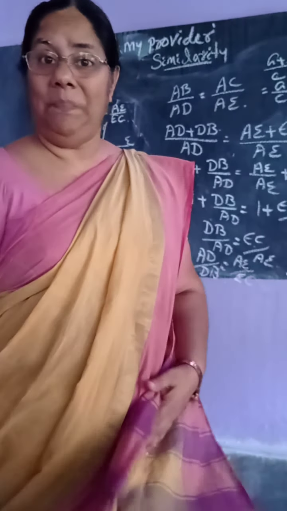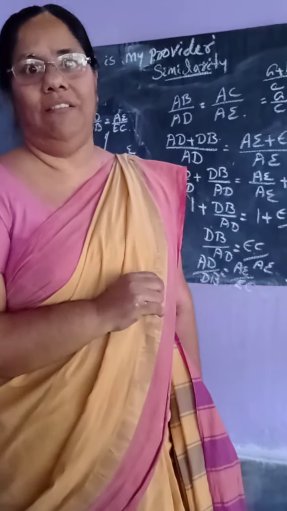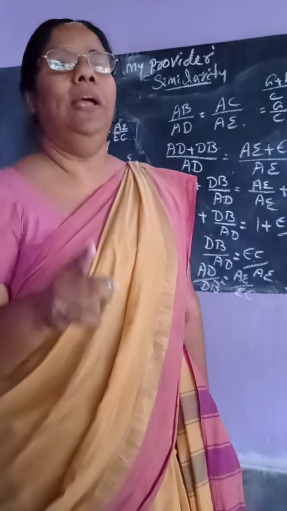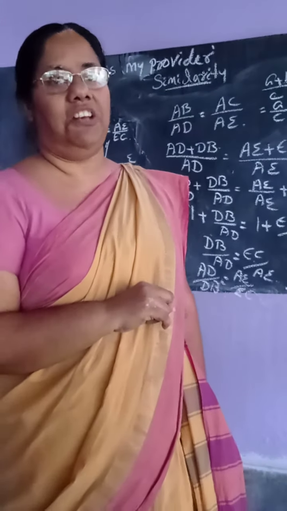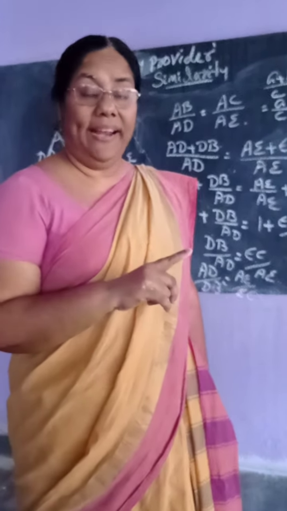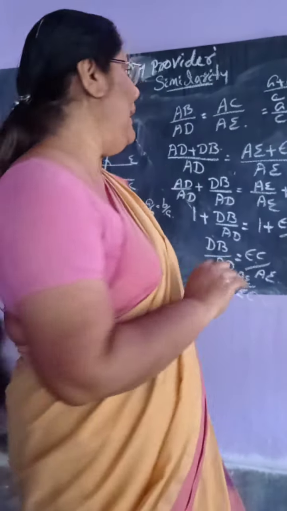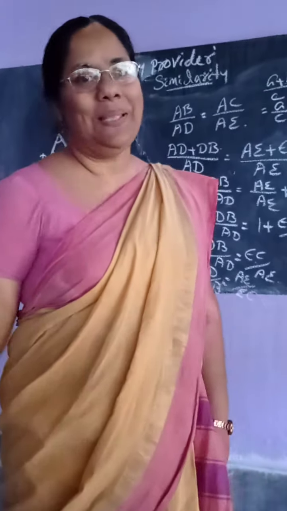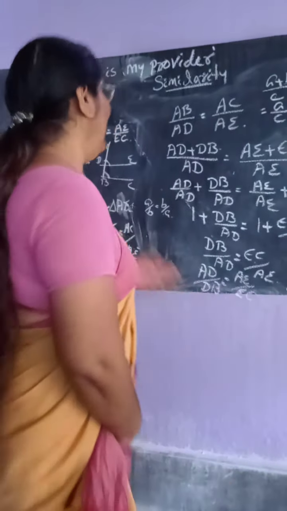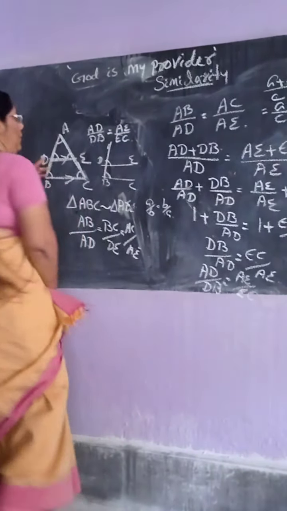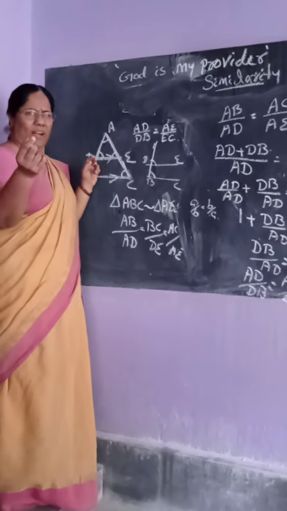What's the theorem? If a line drawn parallel to any one side of the triangle divides the other two sides proportionally, other two sides proportionally. Understand all this? Once again, all of you look here. Once again. One minute, one minute.